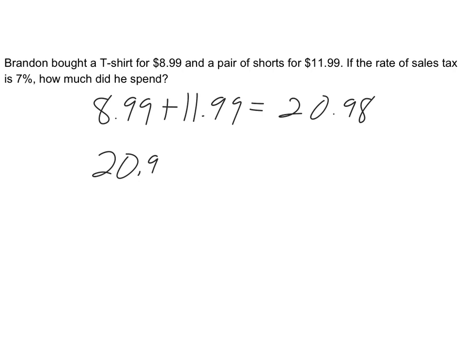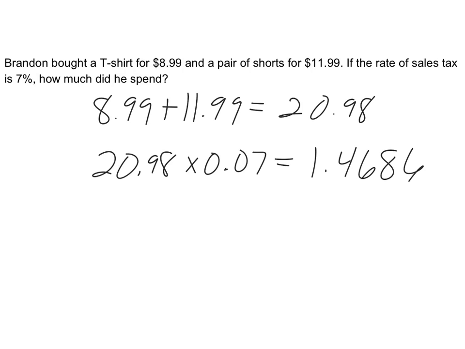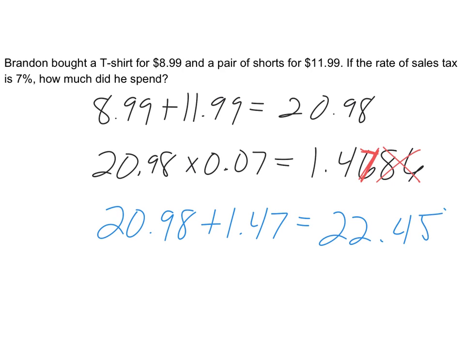So we take that $20.98 and we multiply it by 7% as a decimal. And we get 1.4686. But again, since we're talking money, we only go to 2 decimal places. So this 8 is going to turn the 6 into a 7. So it's 1.47 that we're adding to the original. So 20.98 plus 1.47. And we get a grand total of 22.45.